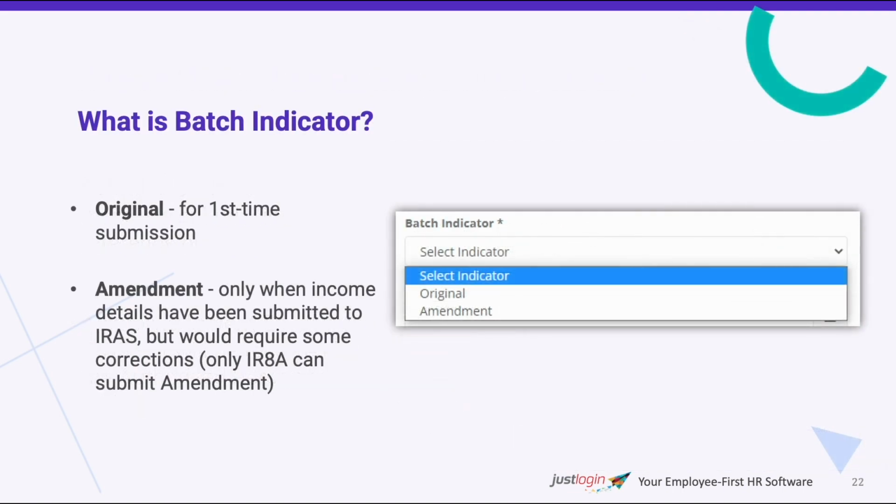Lastly, the batch indicator as mentioned previously. Original you can generate multiple times as long as it was not yet submitted, and original should be the indicator when submitting first. Amendment is only applicable to IR8A. This is done when you have submitted to IRAS but require some corrections. It could also be that you have received an email from IRAS and they require you to submit an amendment.